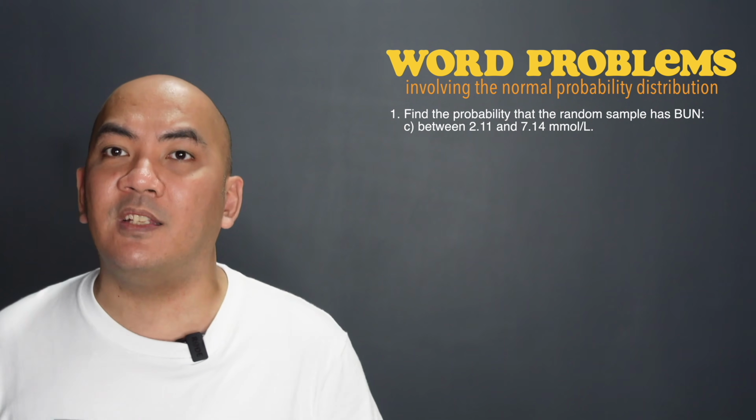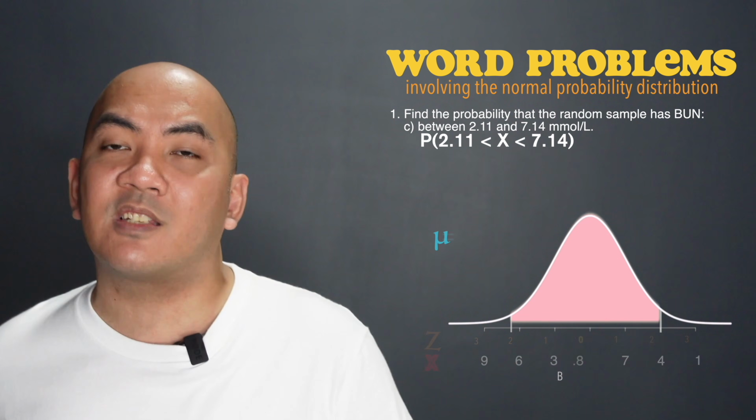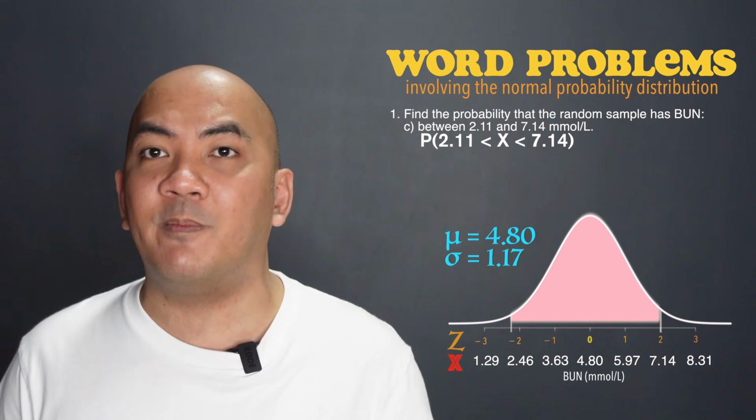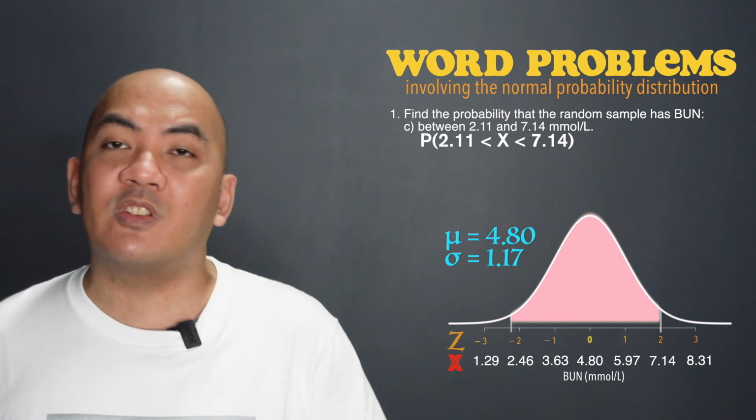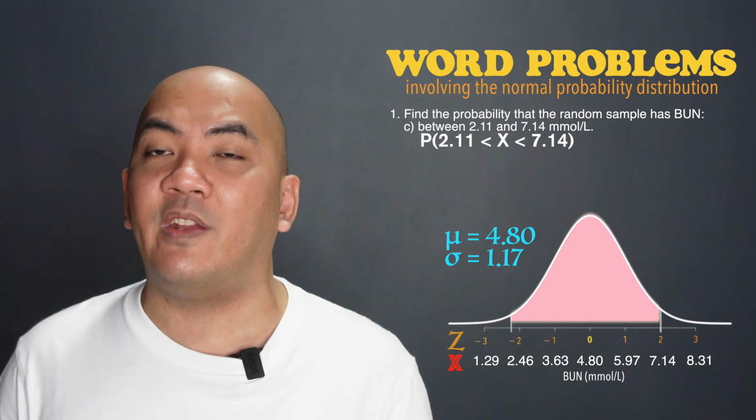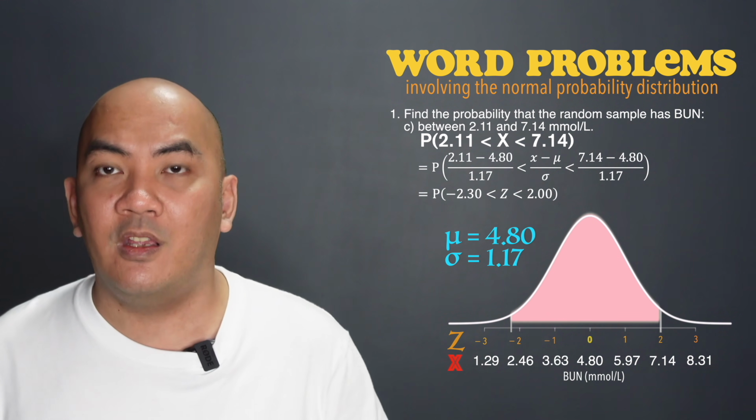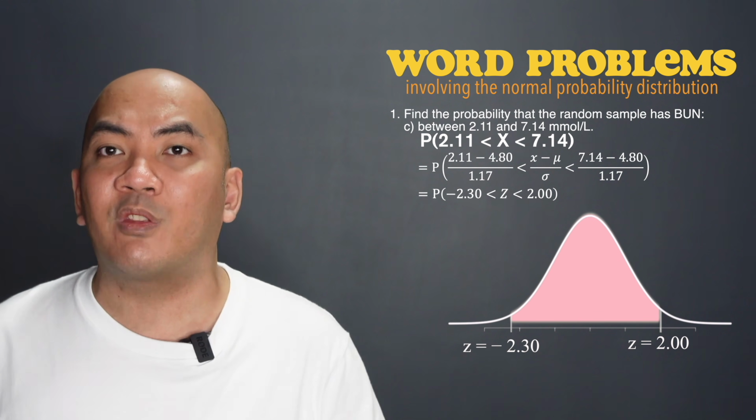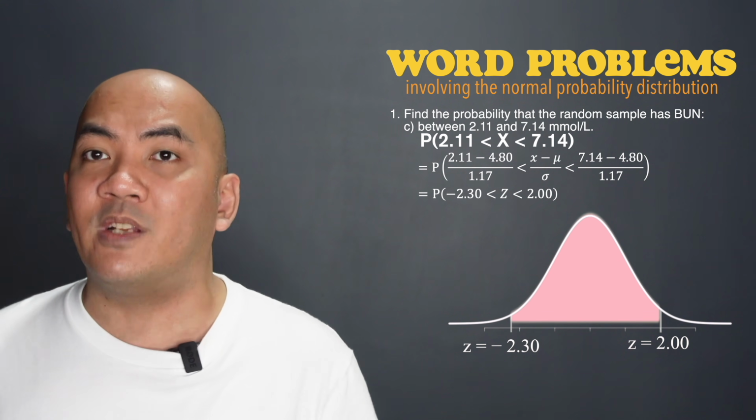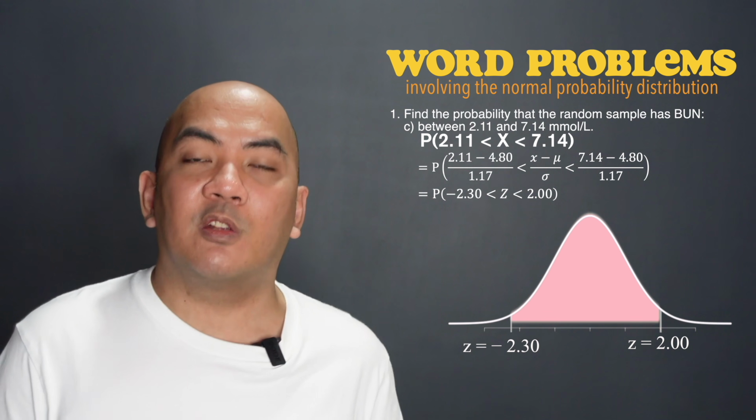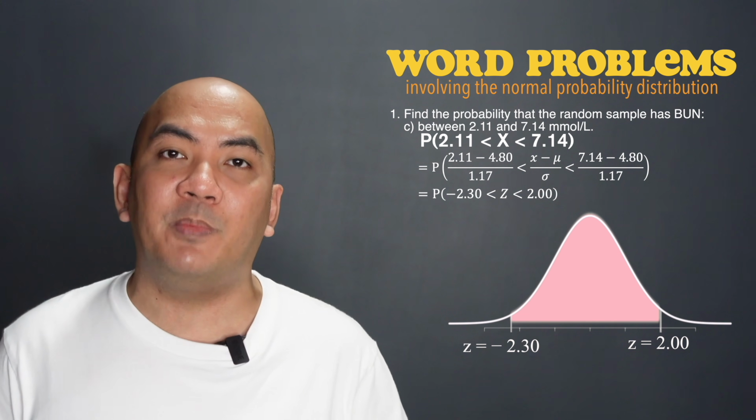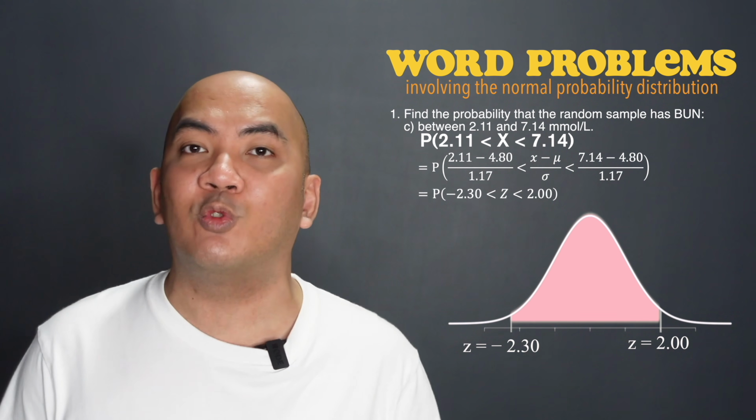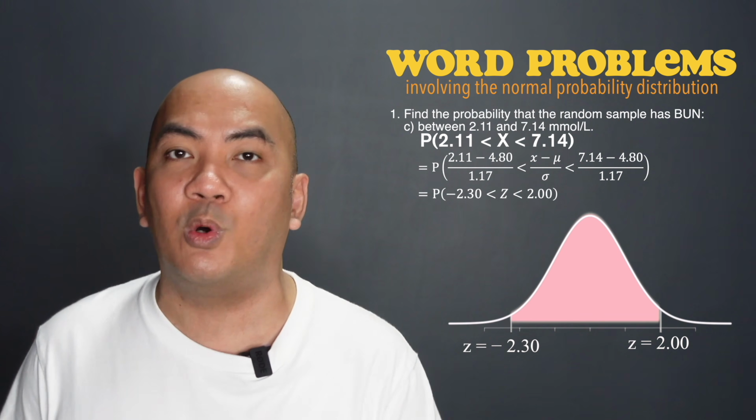Now, to find the probability that a random sample BUN is between 2.11 and 7.14, similarly, we just have to standardize 2.11 and 7.14 first. And we're going to get two values of z, which are negative 2.30 and positive 2.00. In other words, we're simply trying to find the probability that z is between negative 2.30 and 2.00.